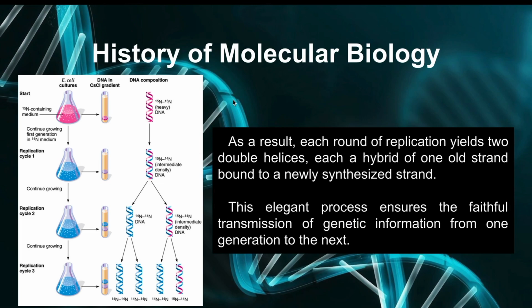Okay. Now, as a result, each round of replication yields two double helices, each a hybrid of one old strand bound to a newly synthesized strand. This elegant process ensures the faithful transmission of genetic information from one generation to the next.